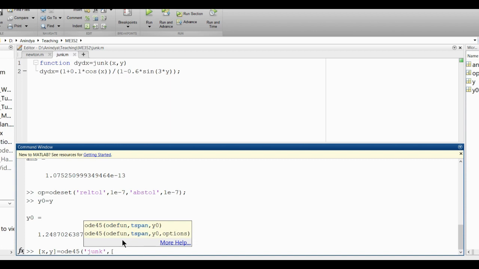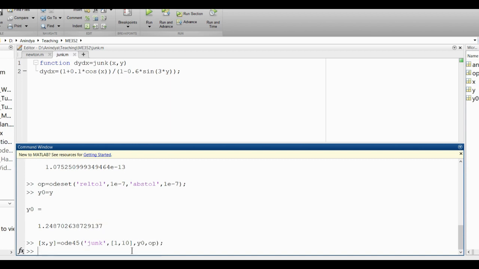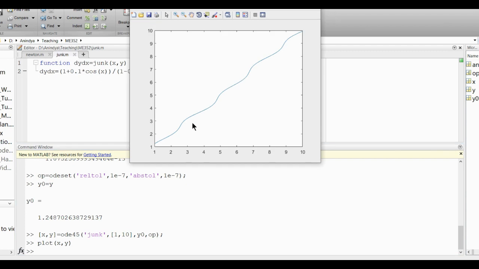Matlab's built-in function for solving ODEs, and let me solve for x from 1 to 10. Give it an initial value y0 and the error tolerances. Okay, so it solved it, and now I can plot y against x, and you see that is the solution. And x continues indefinitely, and I can solve this differential equation for as long a time as I want. There is no real difficulty here. Okay, so this is one thing to do.